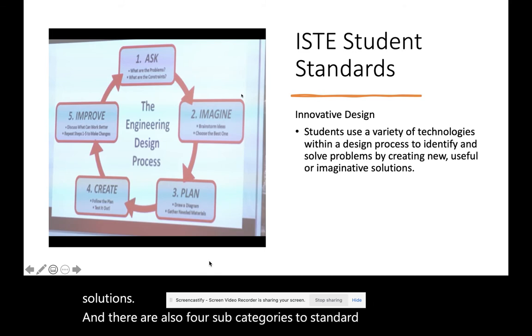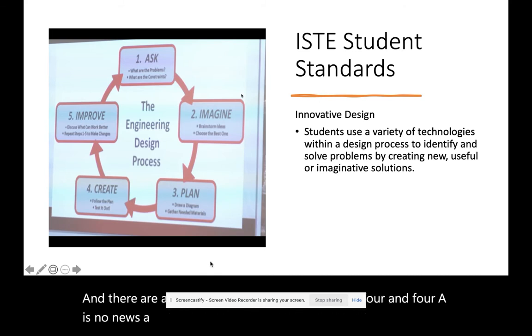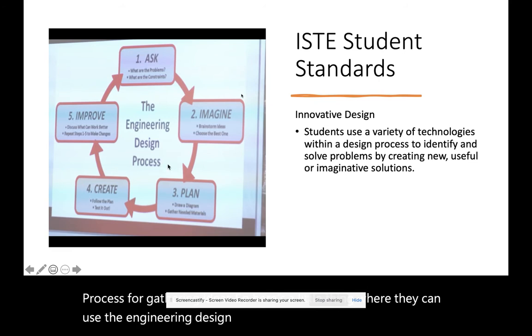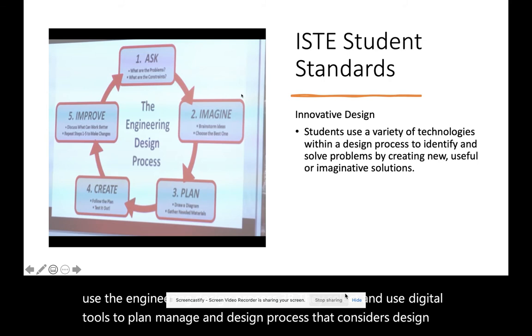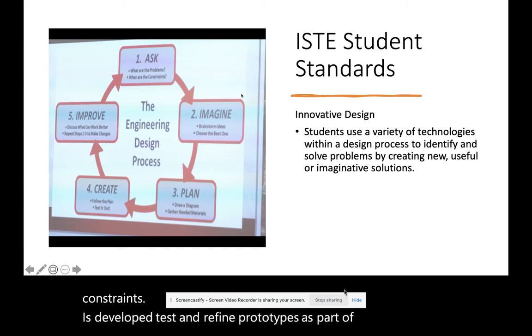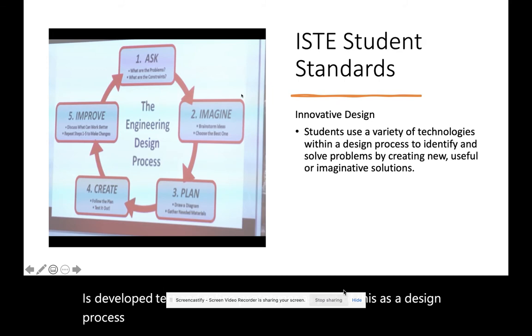And 4A is know and use a deliberate design process for gathering ideas. So here's a little thing where they can use the engineering design process. 4B, they select and use digital tools to plan, manage, and design process that considers design constraints. 4C is develop, test, and refine prototypes as part of a design process. And 4D, exhibit a tolerance of ambiguity and perseverance and the capacity to work with open-ended problems.